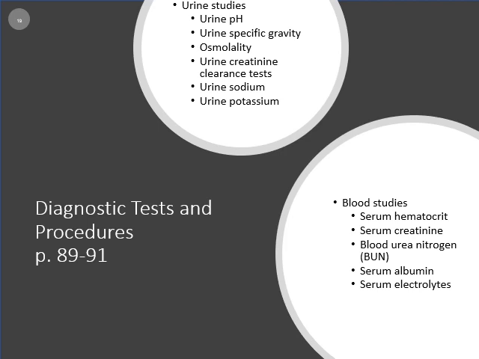Measure of blood concentration. Serum albumin. So albumin, so important. It's a protein. Albumin is a plasma protein that helps maintain blood volume by creating colloid osmotic pressure. So the elderly a lot of times have a low protein, low albumin, floating in their blood vessels.